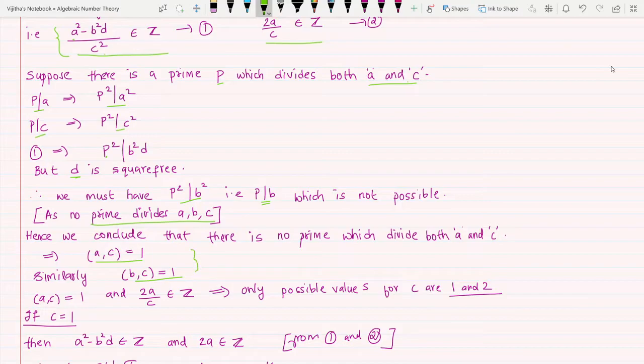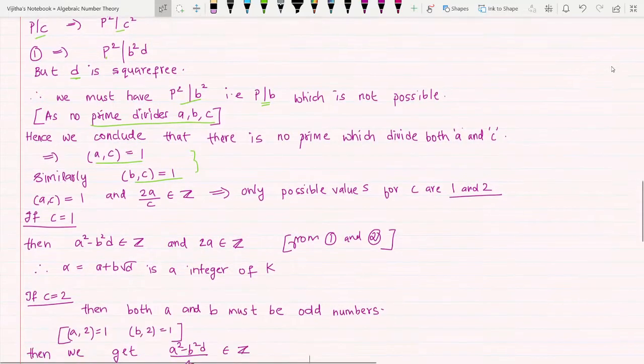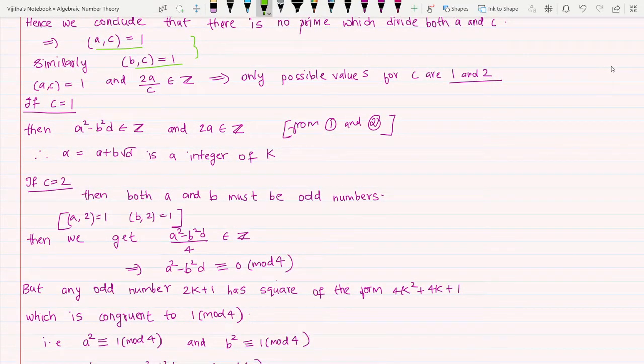very simple. Now, since GCD of A and C is 1, let's see what equation 2 says. Equation 2 says that 2A by C is an integer, a rational integer. So 2A by C should be an element of Z and GCD of A and C is 1. So this will be possible only if C can take only two values, and they are 1 and 2.